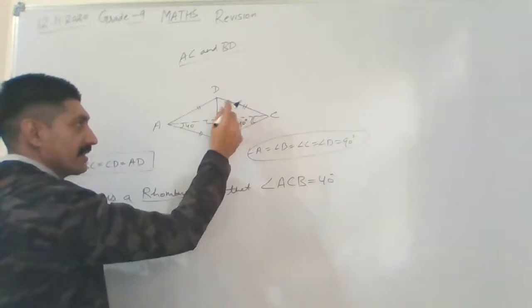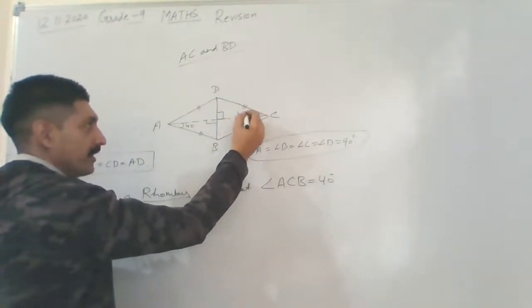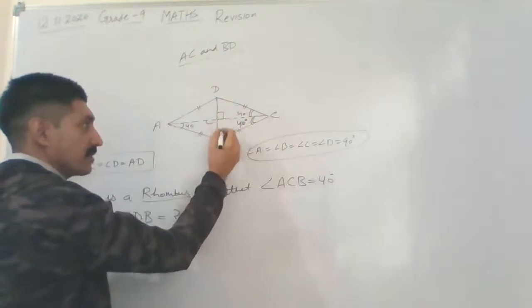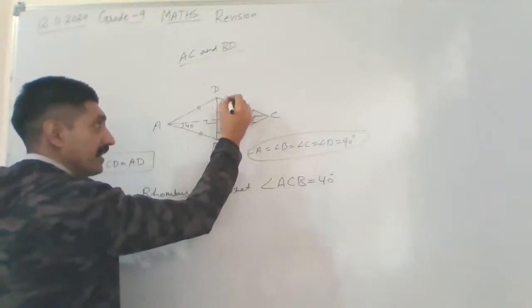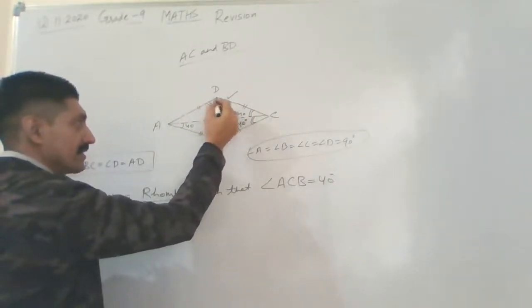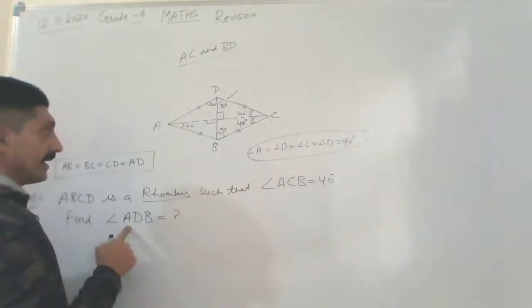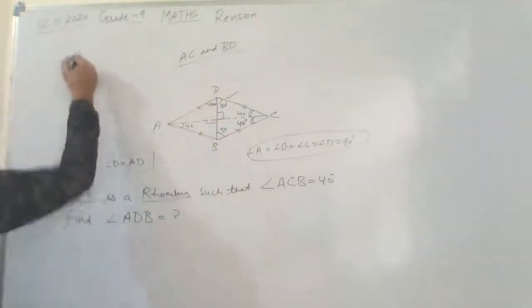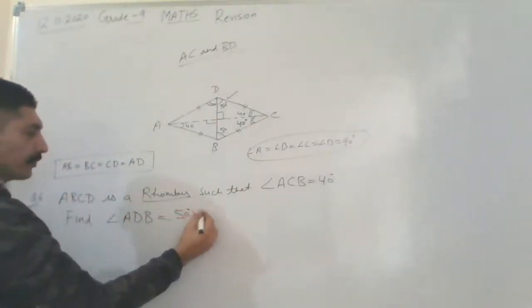So here, this is a kind of isosceles triangle. Triangles are congruent. This angle is 40 degrees. This angle is 40. So this angle is what? 50 degrees. This is 50, so what is this angle? This angle is 50 degrees. So here they are asking angle ADB. Angle ADB is 50 degrees, not 140 degrees.